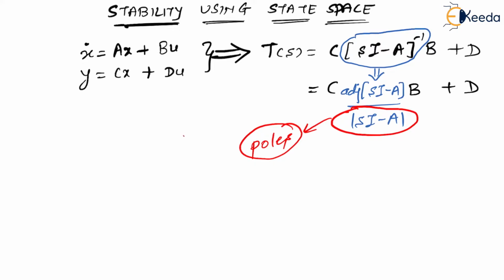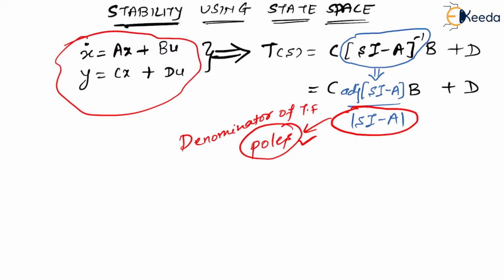Am I right or wrong? The denominator of the transfer function gives you poles, right? And here, from this particular state space model, you got a transfer function whose denominator is the determinant of (sI minus A), and so I am saying that this will give you the poles. Am I right?